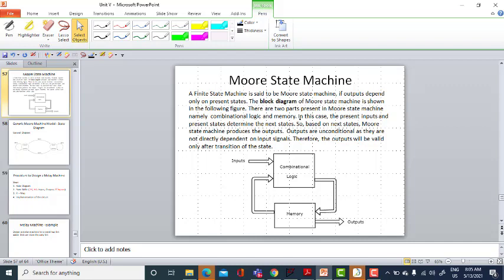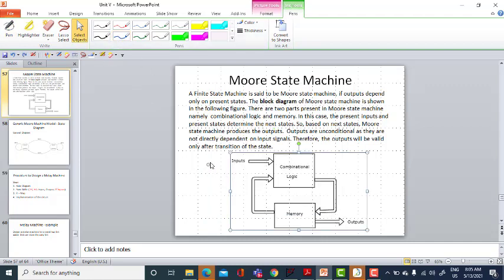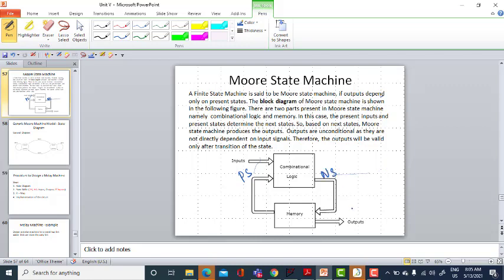This is your present input and this is your present state. They determine your next state and the output. In this case, the present input and the present state determine the next state, as I said. Based on the next state, your Mealy machine model produces the output. The outputs are said to be unconditional, as they are not directly dependent on the input signal in the machine. So these outputs will be valid only after the transition in the clock pulse.